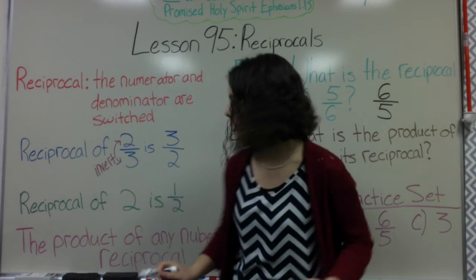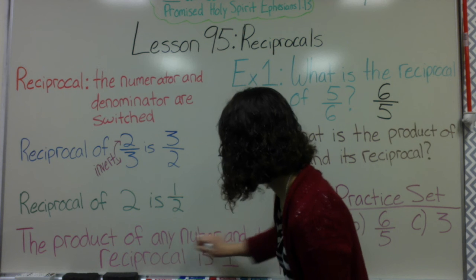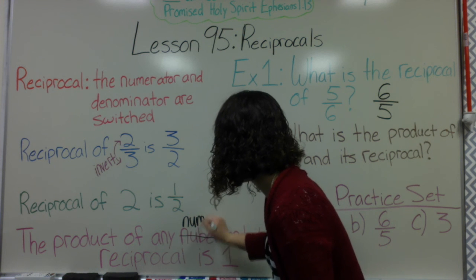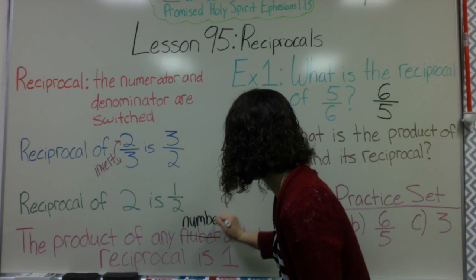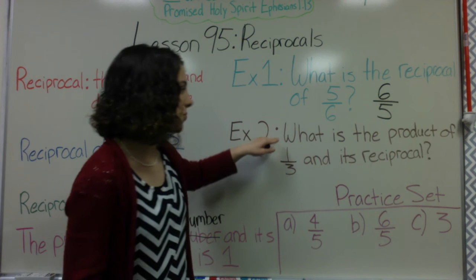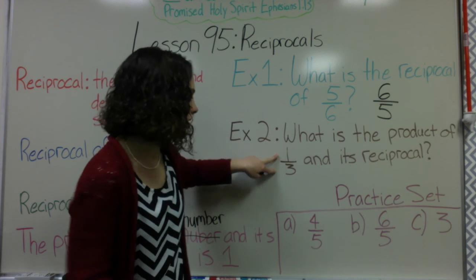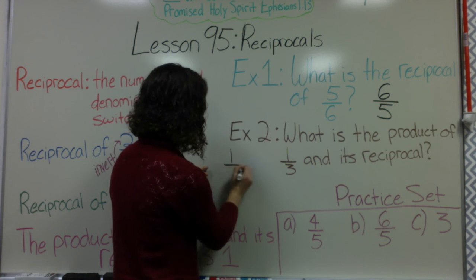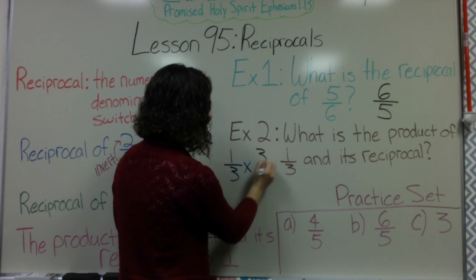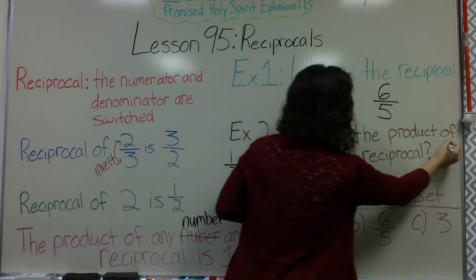Example 2 says, what is the product of 1/3 and its reciprocal? So look at this important note that I wrote. The product of any number, I'm sorry, I spelled number wrong. Any number times its reciprocal is equal to 1. So what is the product of 1/3 and its reciprocal? So 1/3 times 3 over 1. That's its reciprocal. Well, it simply equals 1.